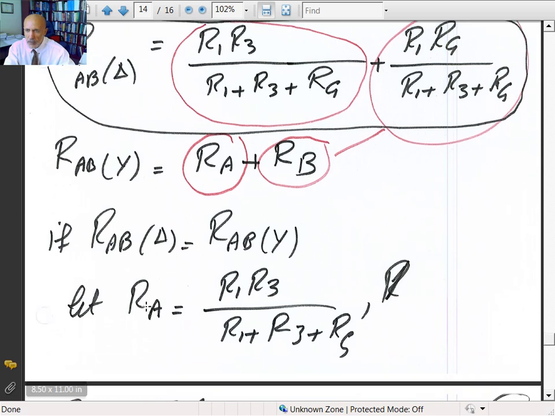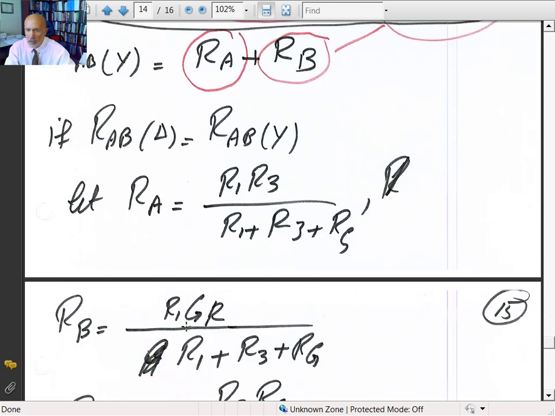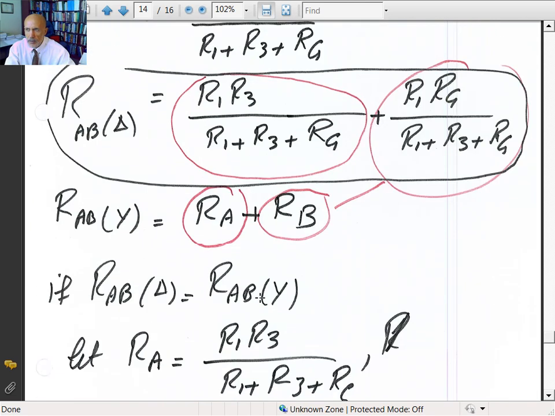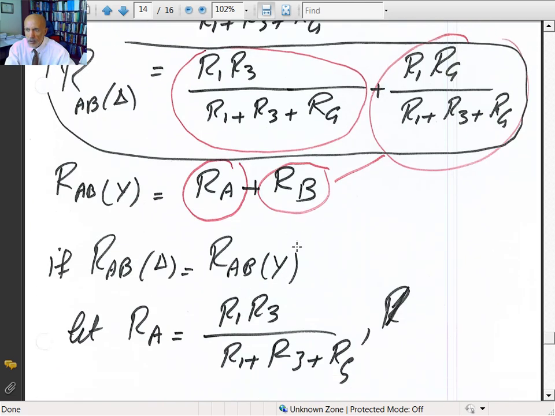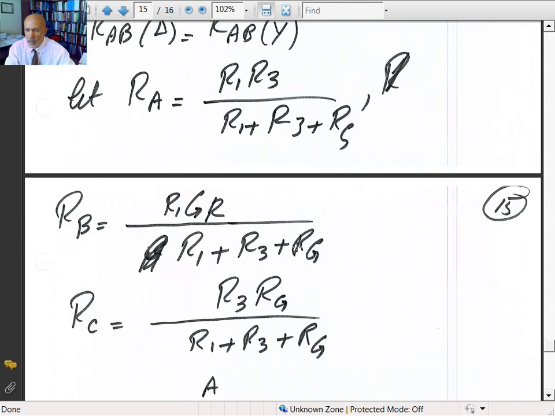So R of A would be equal to the first one. It doesn't matter which one you do, it comes out to be the same. So if I let R of A be equal to R1 R3 divided by R1 plus R3 plus R of G, and then let R of B be equal to R1 RG, second term, let that be equal to R of B.